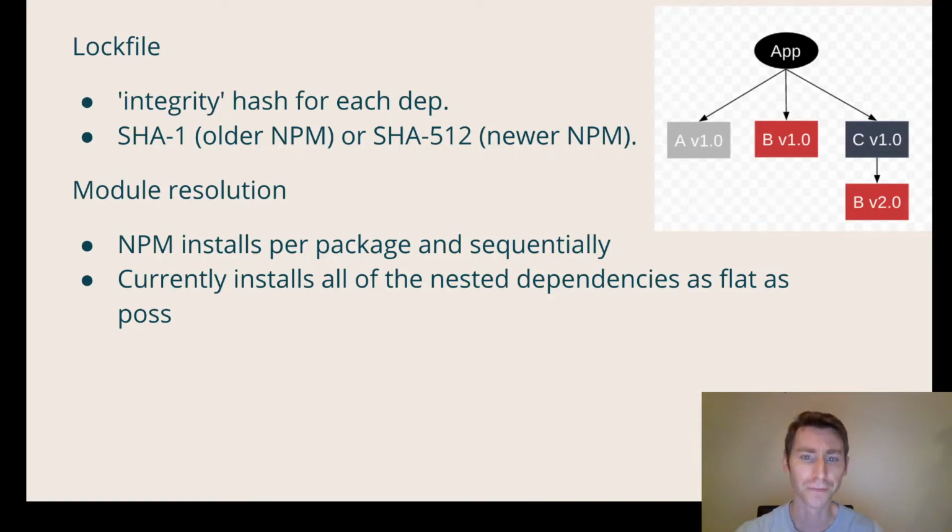Point on the module resolution. So NPM installs per package, and sequentially, i.e. it moves on once that package is installed. This means it can be quite slow to finish. Currently, it installs all of the nested dependencies as efficiently or flat as possible. If a version is the first for a dependency, it is top level. If it's not the first version, then it's stored with the parent who requires it. So you can see the diagram explaining more there. The old package resolution, which is pre-NPM 5, was done on disk by Node.js, node modules. This was much slower and is not used anymore.